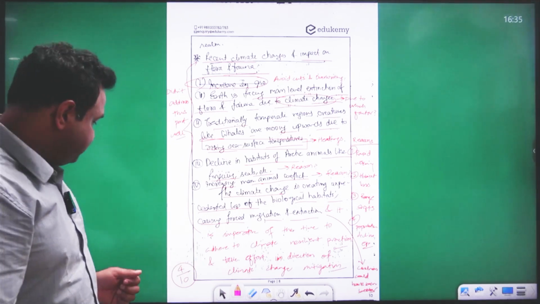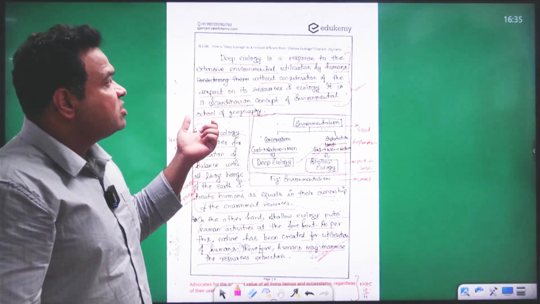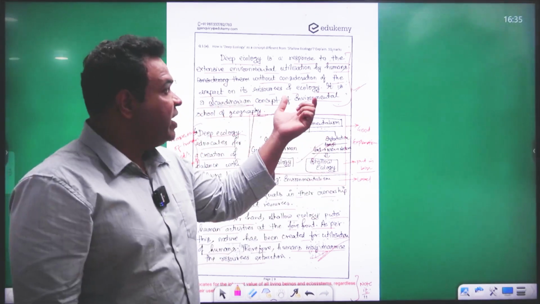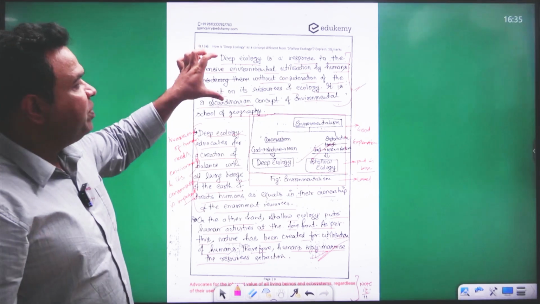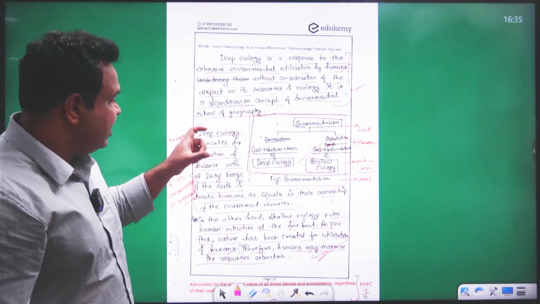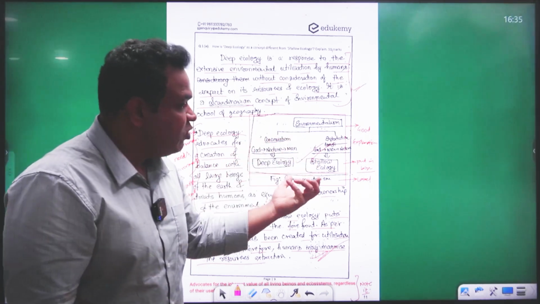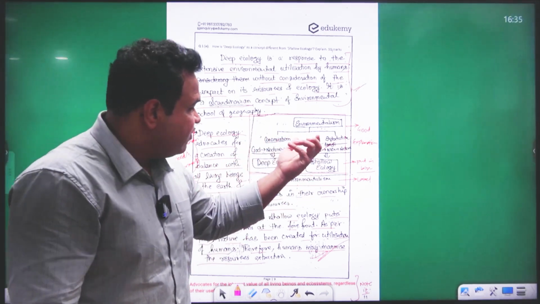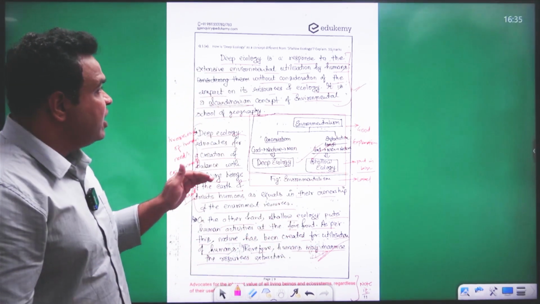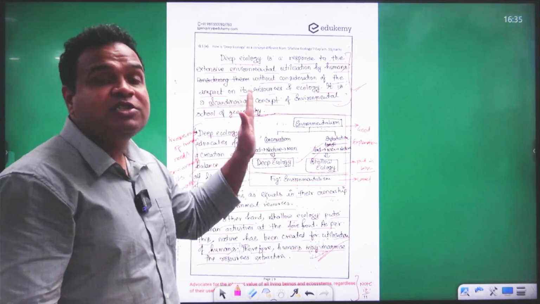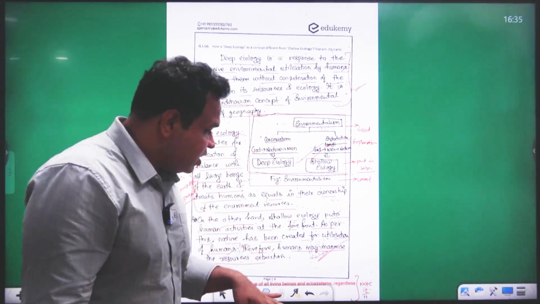Next is: how is deep ecology as a concept different from shallow ecology? Explain in 10 marks. First he has given a brief introduction about deep ecology, then what exactly deep ecology is, and some schematic or flow chart has been shown here for environmentalism, deep ecology and shallow ecology. The better thing for him would have been to show deep ecology and shallow ecology in a tabular form. If he had made a complete table here, that would have been better.